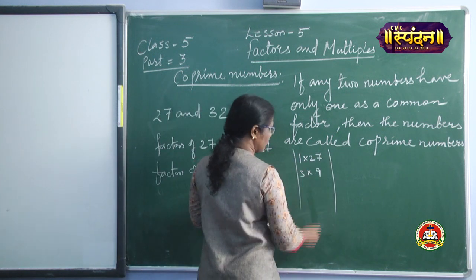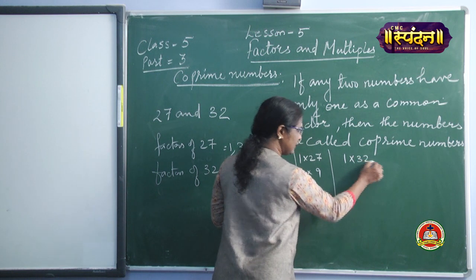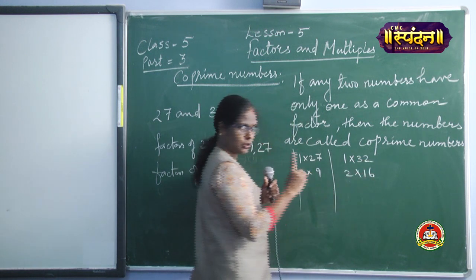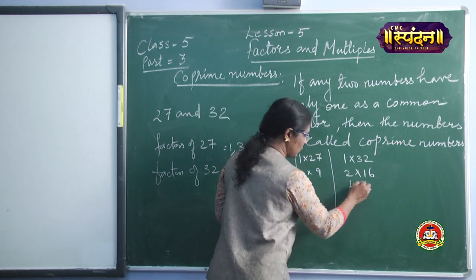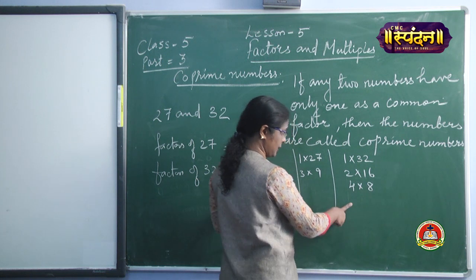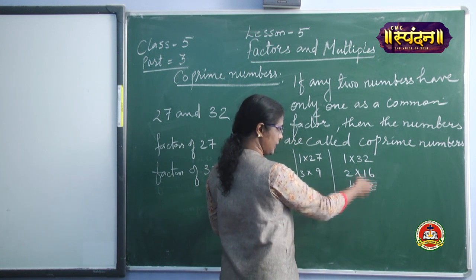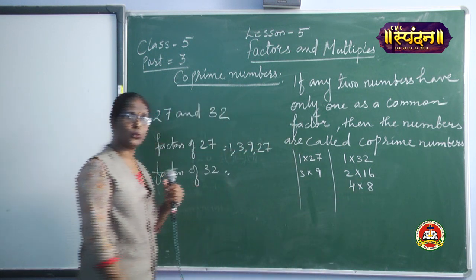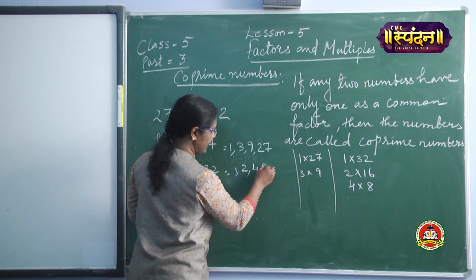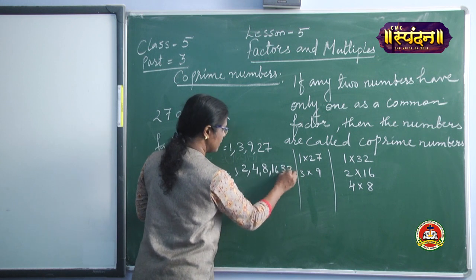Let's find the factors of 32 now. 1 into 32 is 32. 2 into 16 is 32. 3 is not a factor of 32 but 4 into 8 is 32. 5 is not a factor, 6 is not a factor, 7 is not a factor, 8 into 4 is the same as 4 into 8. So the factors of 32 are 1, 2, 4, 8, 16 and 32.